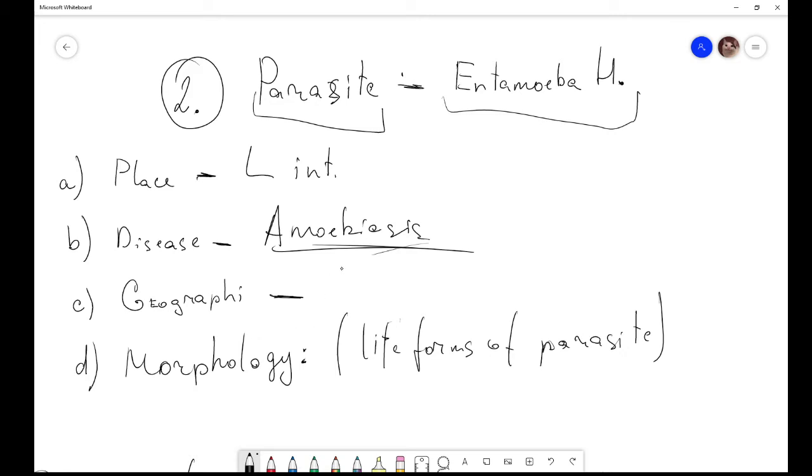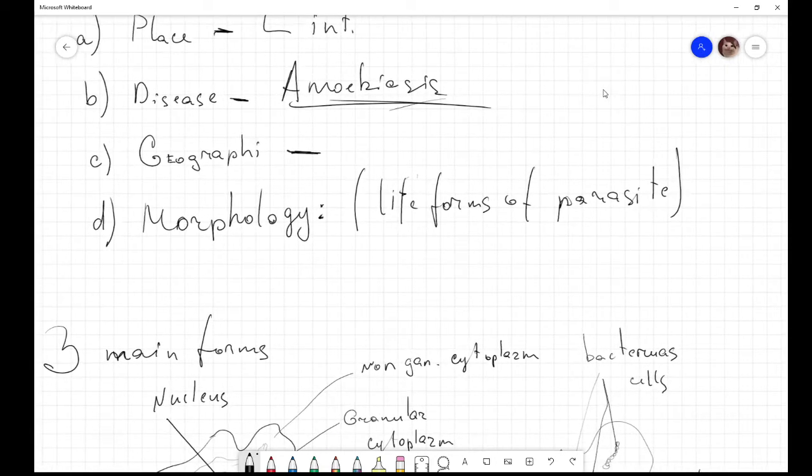Geography. This is where we can meet this disease. We can meet this disease everywhere. In India, in Russia, in Ukraine, in Europe, in America, everywhere. This is a cosmopolitan parasite. Okay, and the next one, it is morphology.